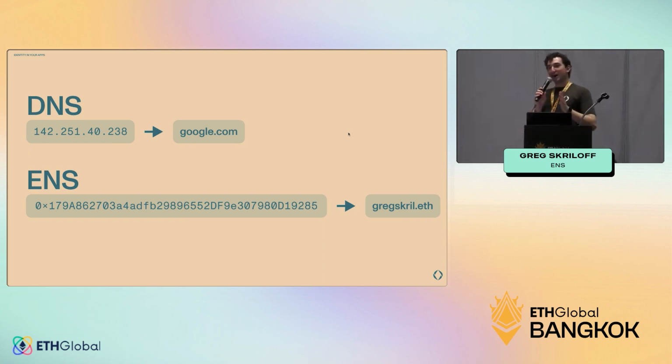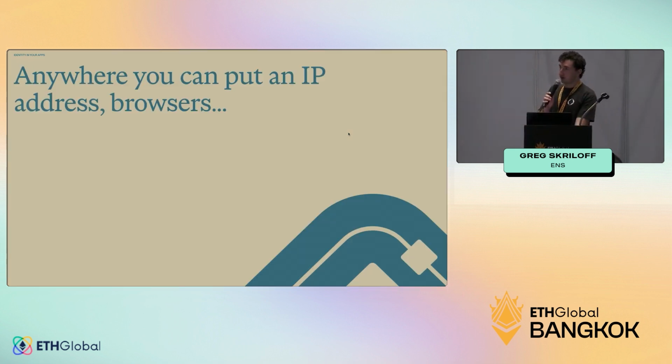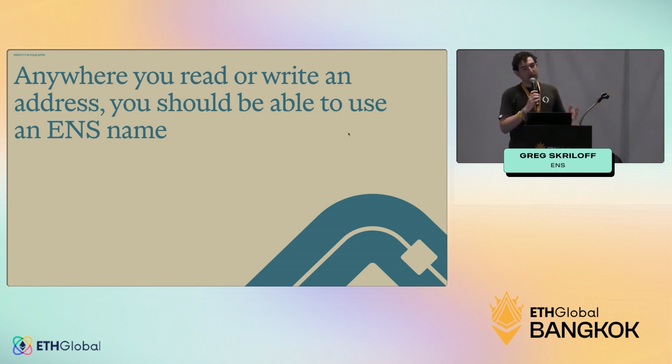A common way to understand ENS is similar to DNS. DNS is everywhere. It's in the browsers that we use every day. It maps IP addresses to human-readable names. So instead of typing in an IP address in a browser, you type in google.com. Similarly, for ENS, anywhere I use this address, gregskrill.eth represents me instead. Anywhere browsers show IP addresses, you should use names. Similarly, anywhere you read or write an address, you should be able to use an ENS name.